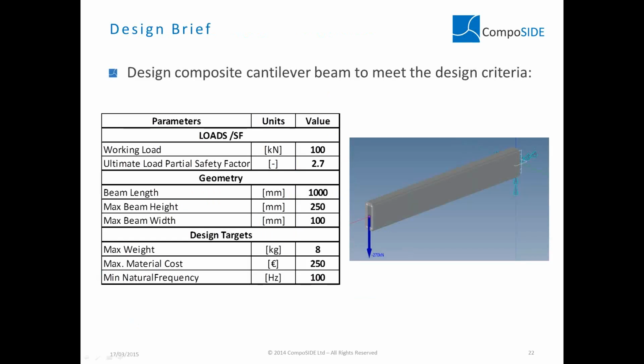Yeah. Okay, we were given a task. Our design brief is to design a composite cantilever beam to meet the design criteria. So the working load of 100 kilonewtons with a partial load safety factor of 2.7. The length of the beam is 1 meter. The maximum weight of my beam is 8 kilos, and I have a cost of maximum 250 euros.